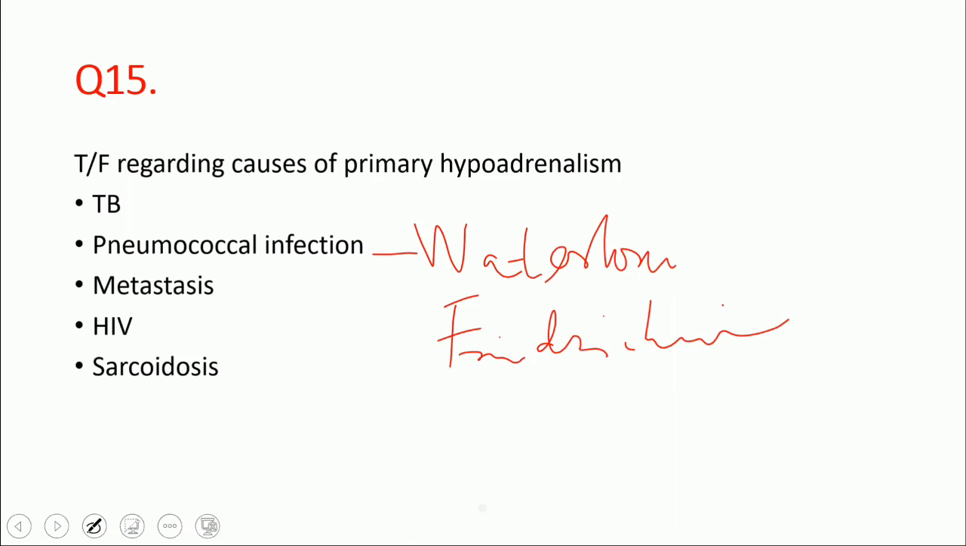Excuse me sir, it comes with meningococcal infection too. Yes, it comes with meningococcal infection as well. They get bilateral adrenal infarcts.